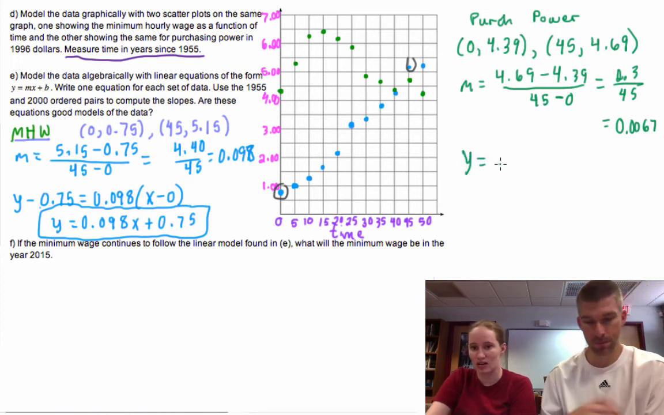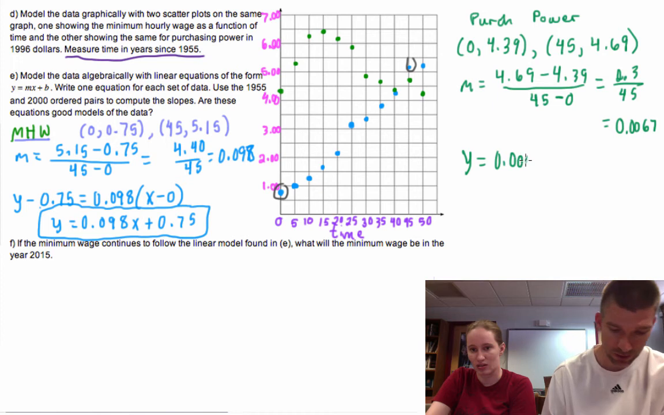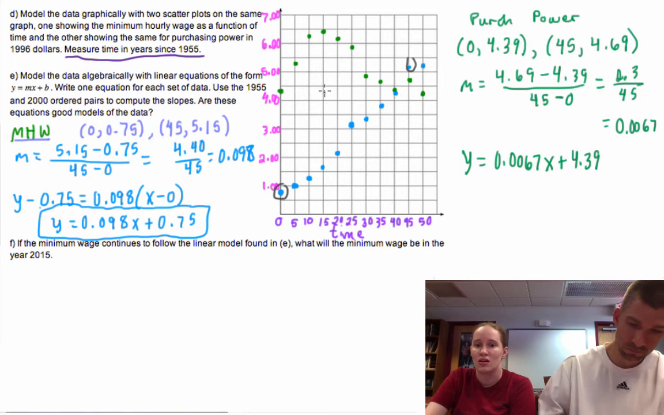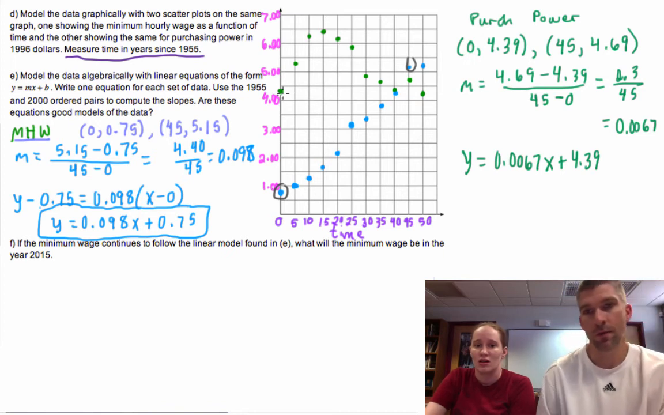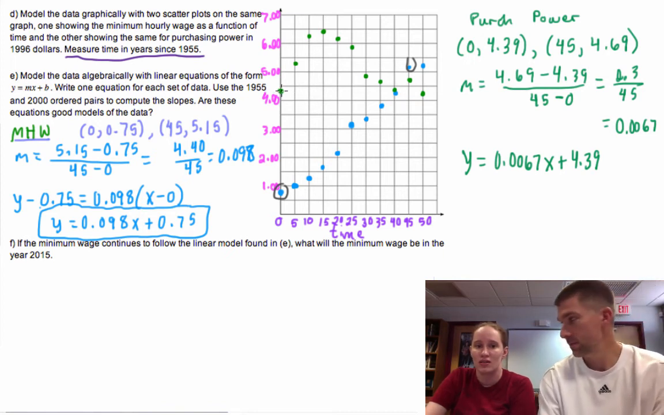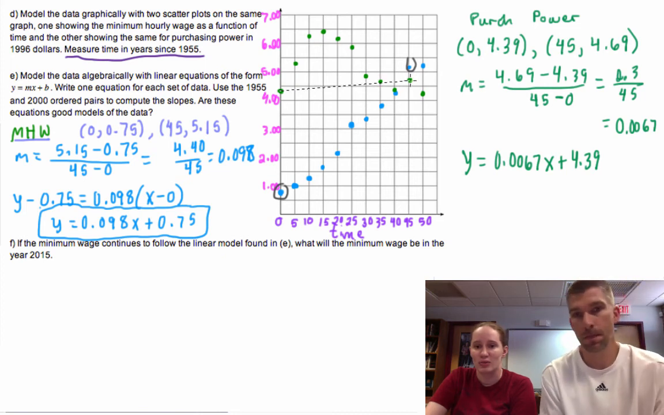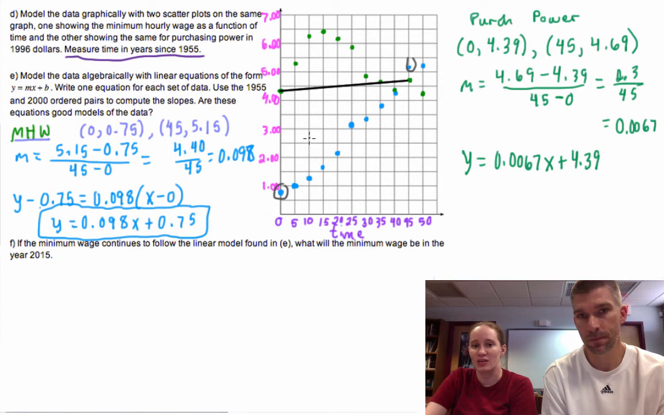Okay. And then if we want to be smart, we can already know that this is the y-intercept. Y equals 0.0067x plus 4.39. Wow. It doesn't match at all. Not even close. But either way, it wouldn't have been a very good representation. This is the line that we just found. Does that at all represent this data well? No, not at all.